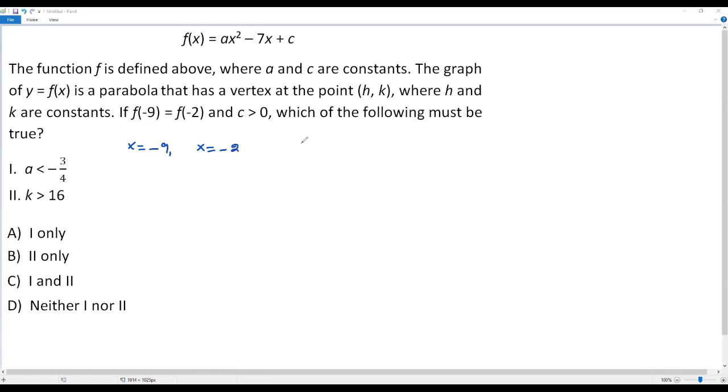Okay, now let me get the average of these two x values, that is negative 9 and 92. I have to add them and divide by the number of values, that is 2. Then I'm getting h equals 83 over 2. Okay, here I got the x coordinate of the vertex.